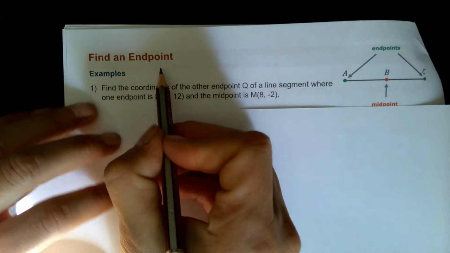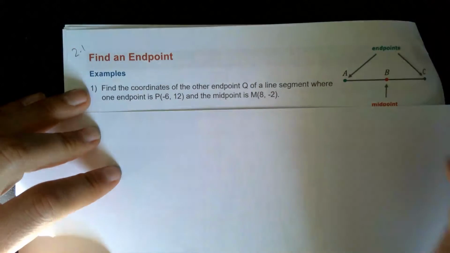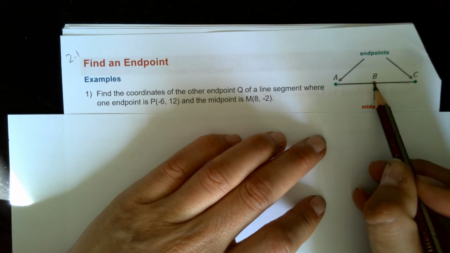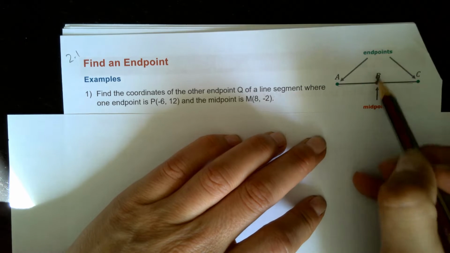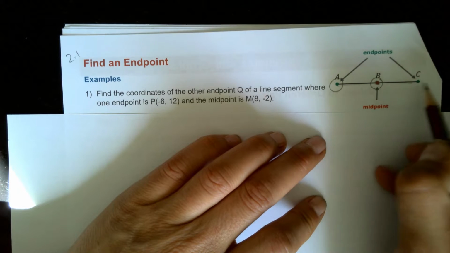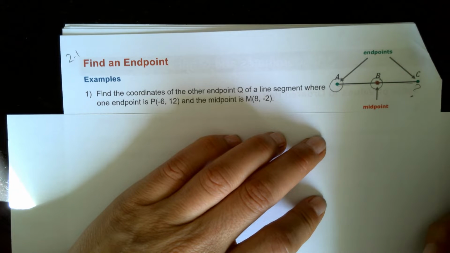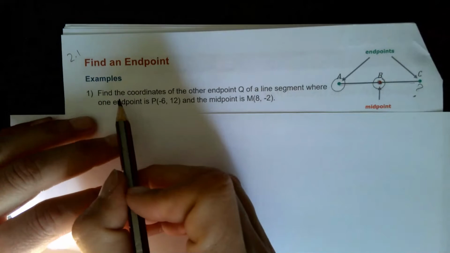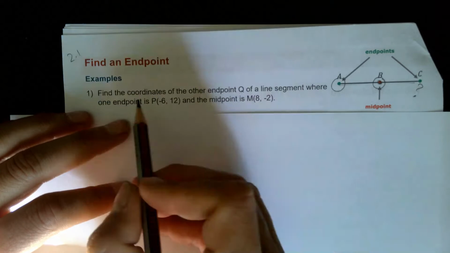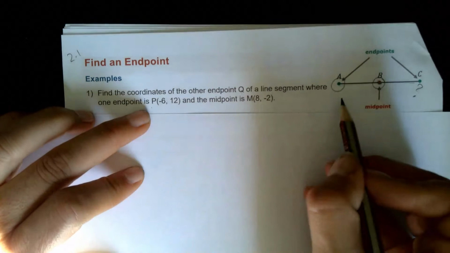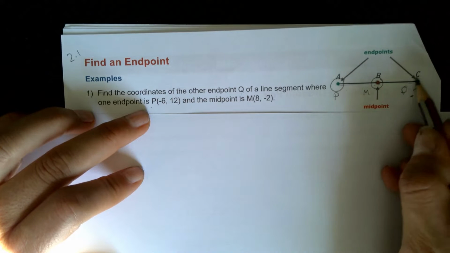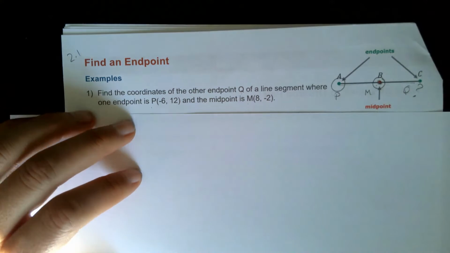We're doing find an endpoint. We're still in 2.1. Before, I gave you a line segment and we had to find the midpoint. But now I will give you one endpoint and the midpoint, and you have to find the other endpoint. Here it'll say: find the coordinates of the other endpoint of a line segment where one endpoint is P, the midpoint is M, and we don't know Q, the other endpoint. So we have to find the endpoint.